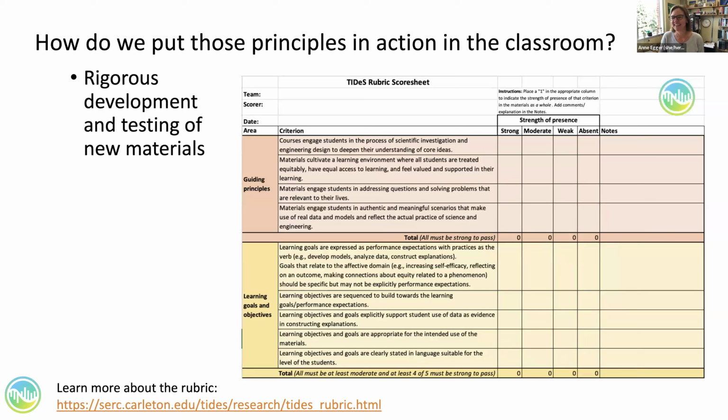So how do we do that? How do we put those guiding principles in action in the classroom? This is mainly through, as I already mentioned, the rigorous development and testing of new materials. So what's shown on the right here is just a portion of the rubric that we use to both guide the development of the new curricular materials and then score them externally to assure that they are meeting the standards that we have set as part of this project. So like I said, this is about a third of the entire rubric, and you can find more about that on the website as well, and the link is down at the bottom.